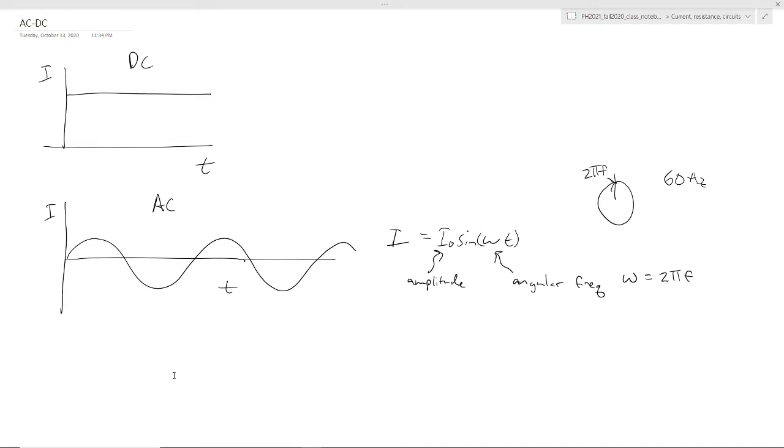And we can connect this to voltage. Just with Ohm's law, we know that V equals IR. So you can imagine that if you multiply this by the resistance, you would get the voltage, and it would behave the same mathematically. There would be some amplitude, the max voltage, and it would just be proportional to the current. So the same math.